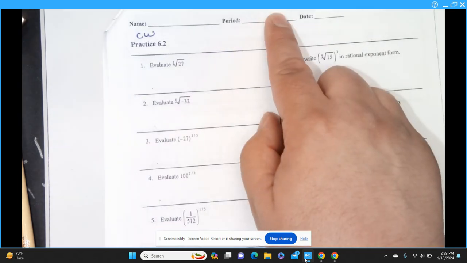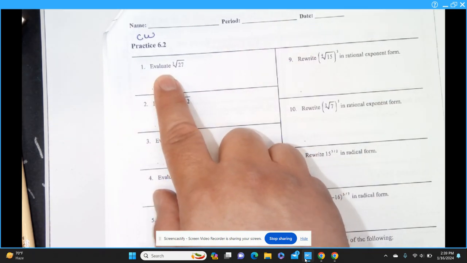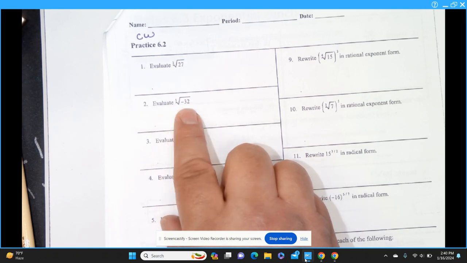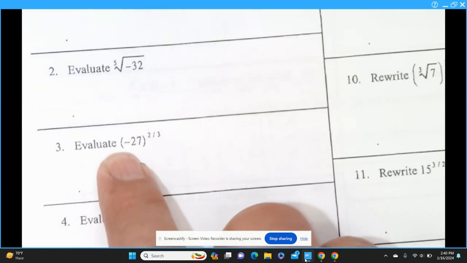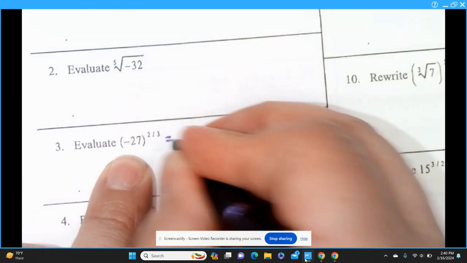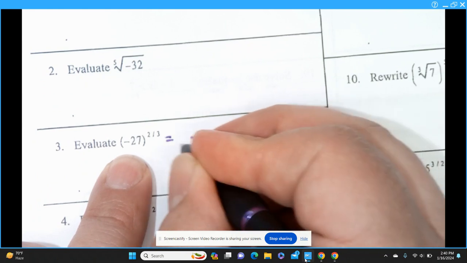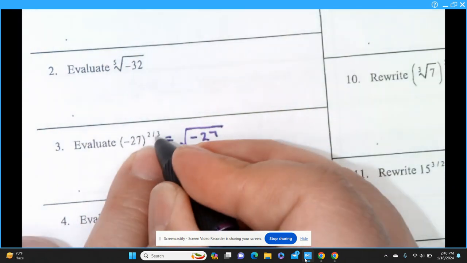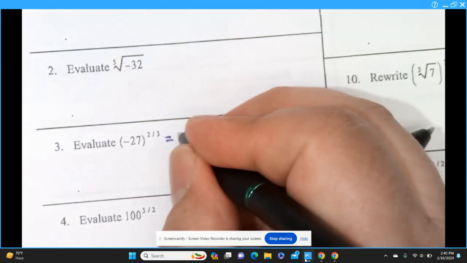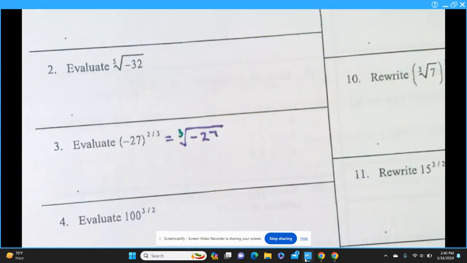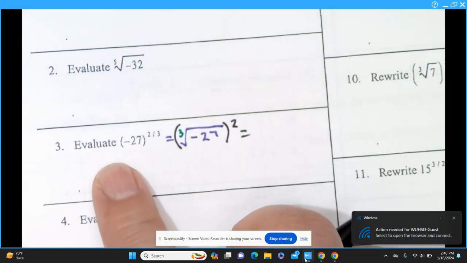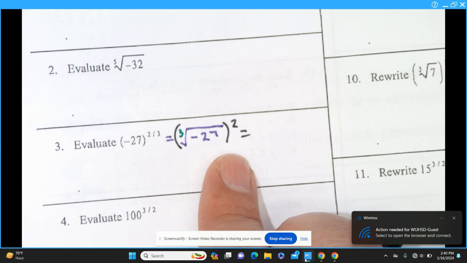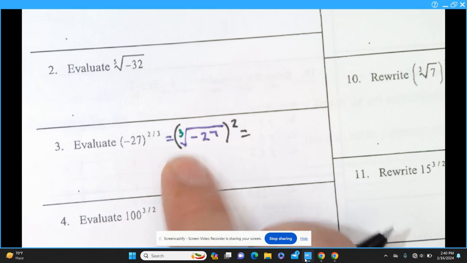And then you have this page where all you do is look, evaluate. That means use a calculator. Now, again, on these, it says evaluate, but the first thing you should do is write it down. See, the radical goes around it. Why? Because there's a fraction. There's a little 3 right there. And then you put the power of 2 out here. And now you let the calculator take over. So you do need to write these things in. Okay? Set it up. Now let the calculator take over.